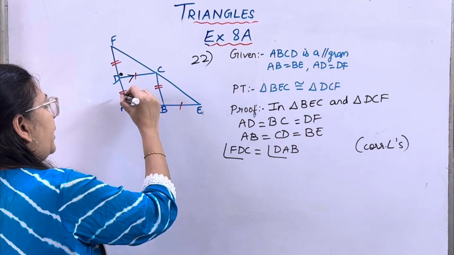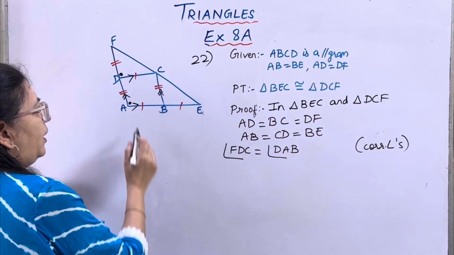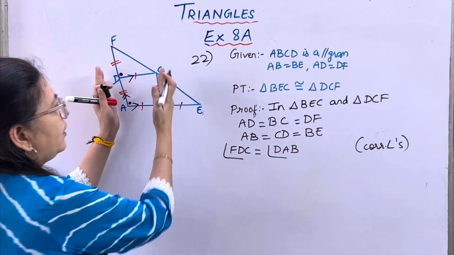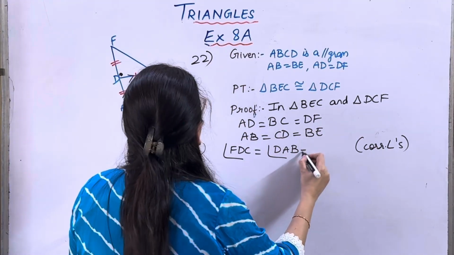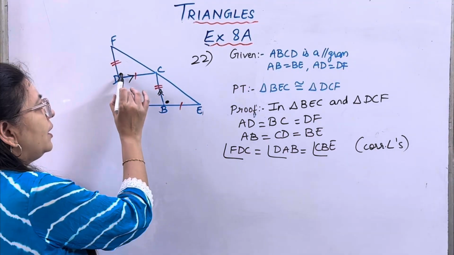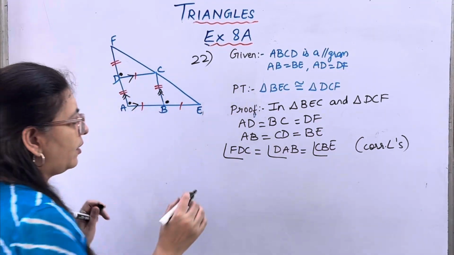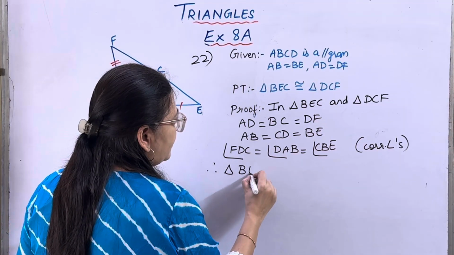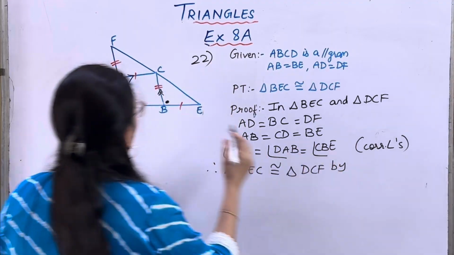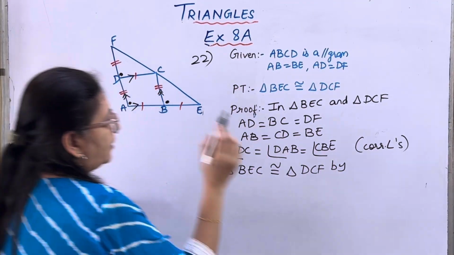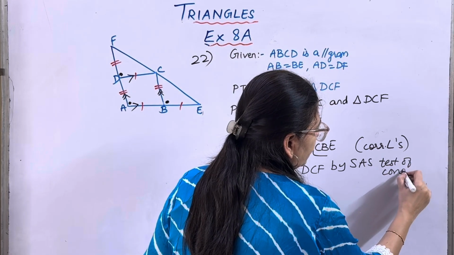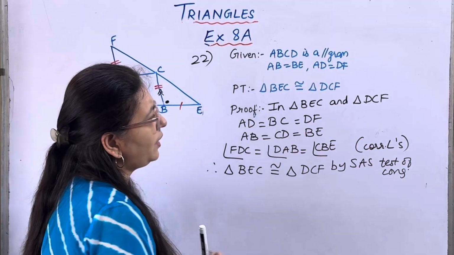Now if you take this and this as parallel lines, this angle will be equal to this angle, corresponding angles, correct? So that is also equal to angle CBE, corresponding angle. So in short, what you got? This angle is equal to this angle. Therefore triangle BEC is congruent to triangle DCF by which test? Side, angle, side test of congruency. Okay, you have to just prove that and we are done.